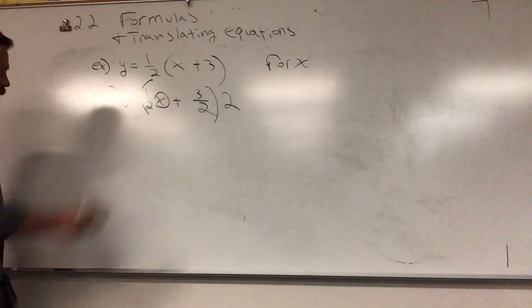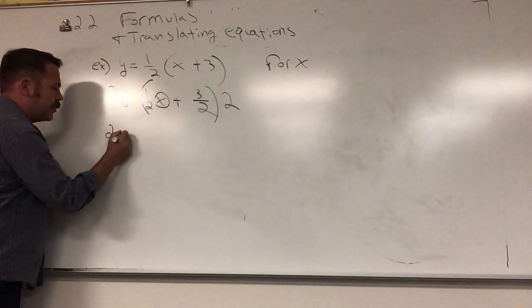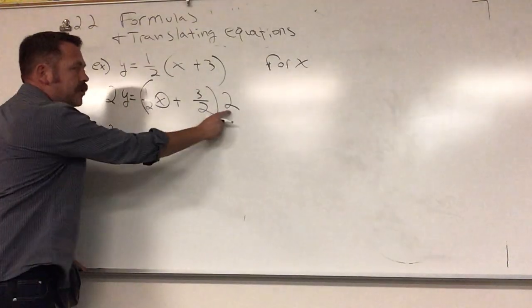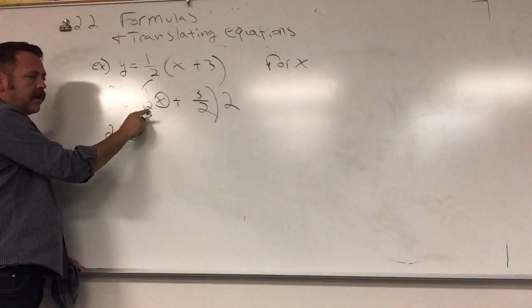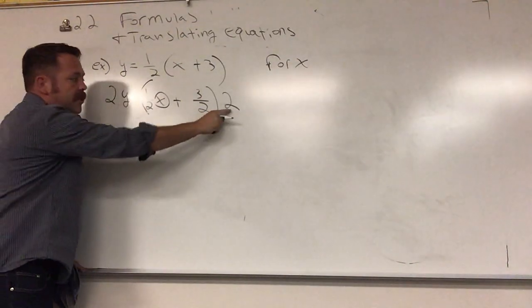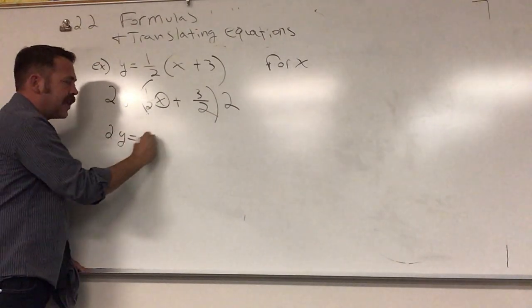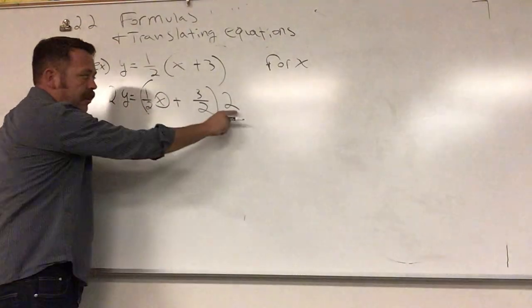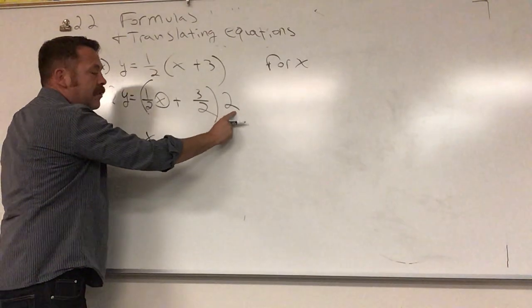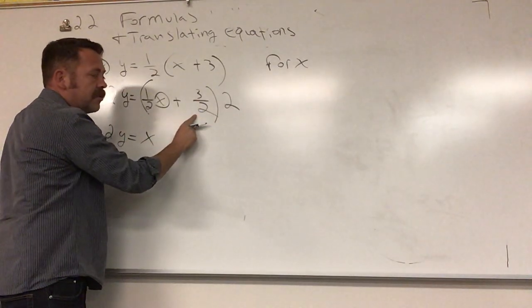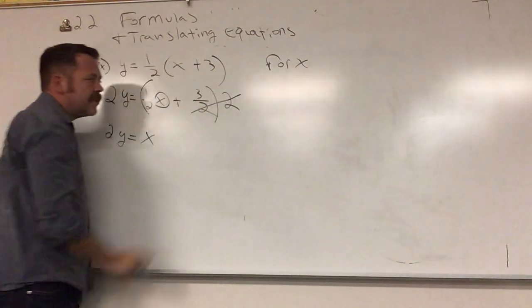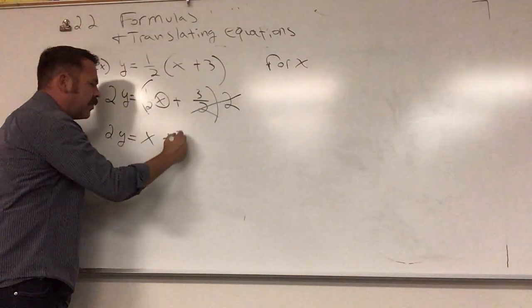So let's see, on the left I have 2y. And on the right side, 2 times 1 divided by 2 is just going to be 1, or this 2 is going to cancel this 2, and I just have x. And on the right side, or this one here, 2 times 3 is 6 over 2, which is going to be 3, or they just cancel and you're just left with plus 3.